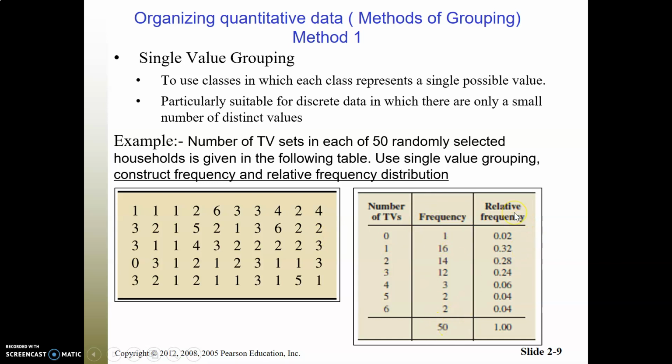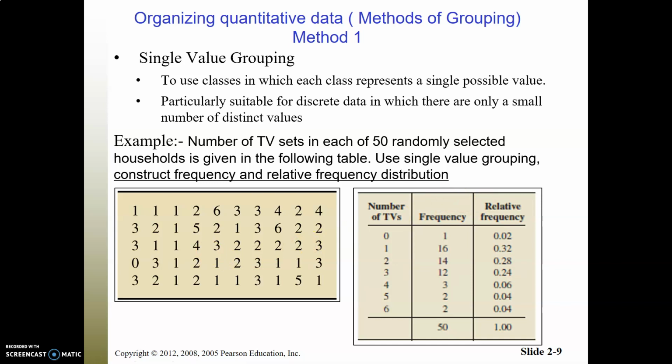And how do I get a relative frequency? I divide each frequency by the sum. This number comes from 1 divided by 50. This number comes from 16 divided by 50, 14 divided by 50. And again, if I add up all these numbers, the sum will always come out to be 1. The sum of all relative frequencies is always equal to 1. So that's how you make a frequency and a relative frequency distribution using single value grouping.